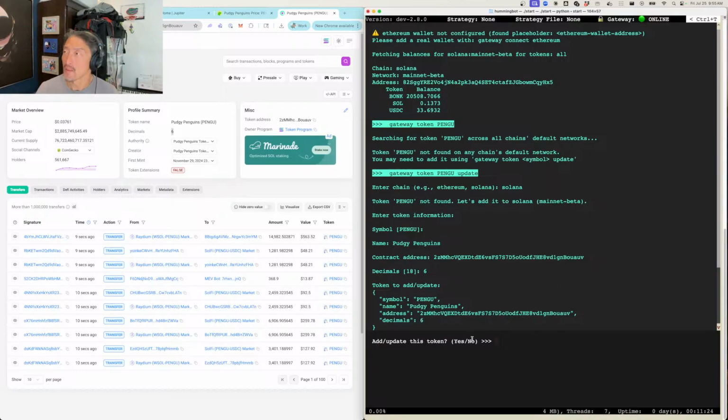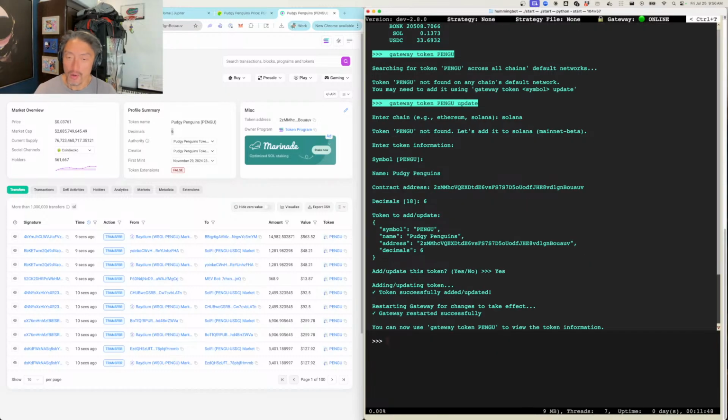This token is not being added to all these Solana lists. It's only added for the default network you've selected, which is mainnet beta. For Solana, it's not important because there's only really one network. But this is an important thing to know for Ethereum networks, because if it's on Arbitrum or Base or mainnet, you want to make sure you're adding it to the right network. Okay, so now let's add this token, and now we can use gateway token Pengu to view this token.